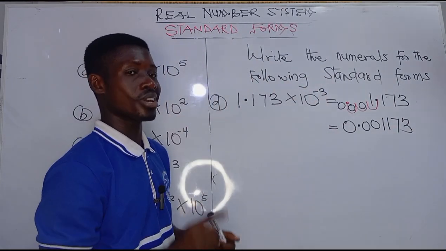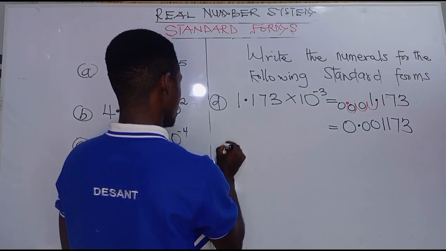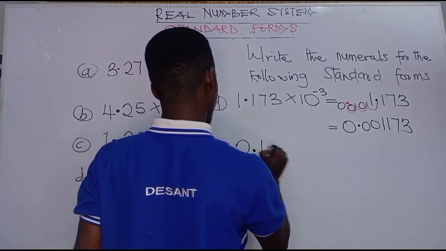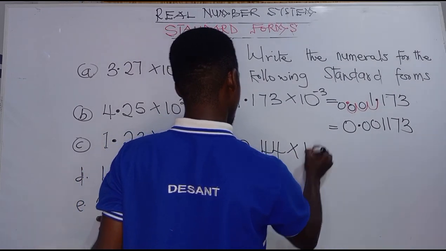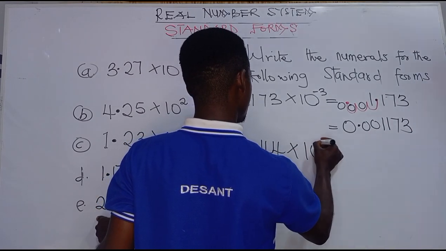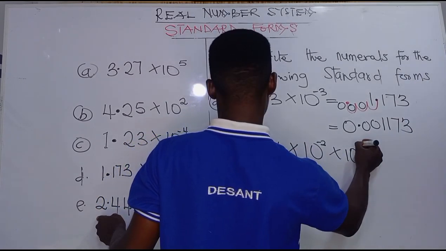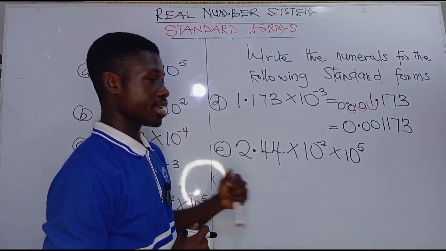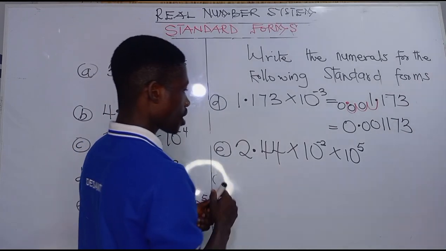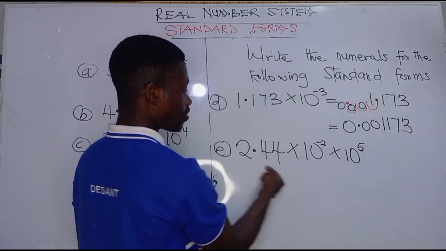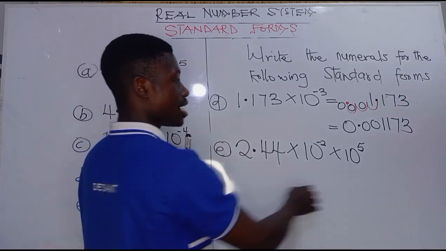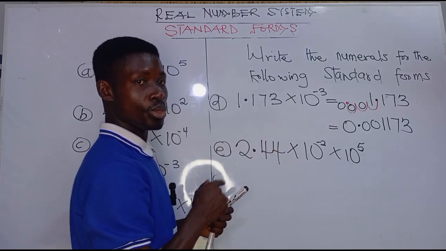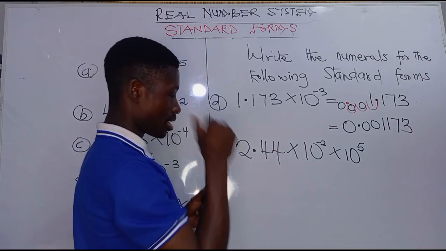Let's look at the last example and then we run out of here. Example E. We have 2.44 times 10 raised to the power negative 2 times 10 raised to the power 5. We are to write this as an ordinary number. So we know that a negative power means we have to move the decimal point to the left, and then a positive power tells us that we have to move the decimal point to the right.